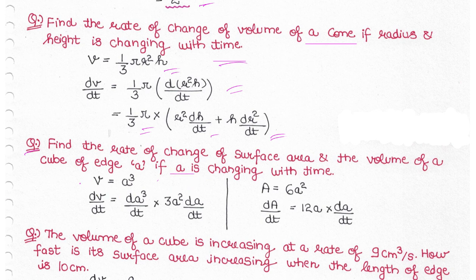So the volume of a cube is V is equal to A cube, or dV/dt is equal to d(A cube)/dt, that is 3A square dA/dt. Okay, and the area of a cube A is equal to 6A square, or dA/dt is equal to 12A into dA/dt.